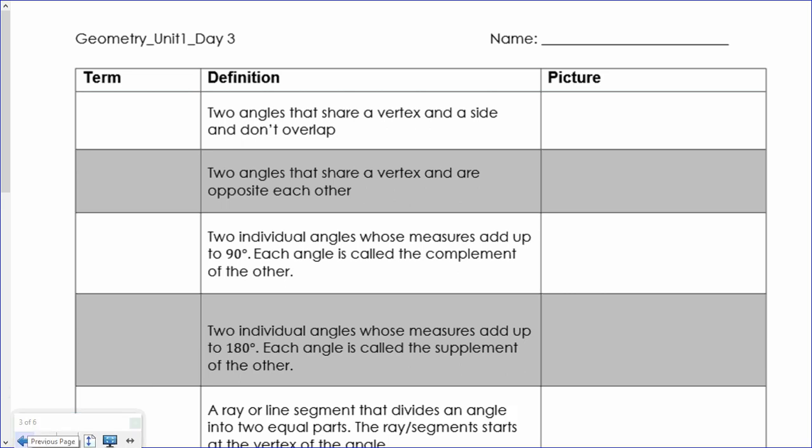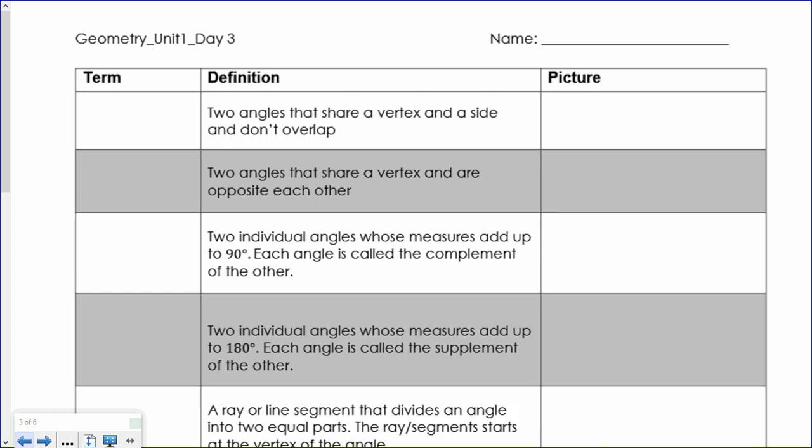Alright, quiet please. Raise your hand if the word supplementary sounds familiar. Complementary, vertical, adjacent. That's what we're learning in this lesson. We're talking about vertical angles and their measures, complementary angles, supplementary angles, adjacent angles, all those different kinds of angles. First, we're going to do some definition work, illustrations, and then we're going to work on identifying those types of angle relationships.